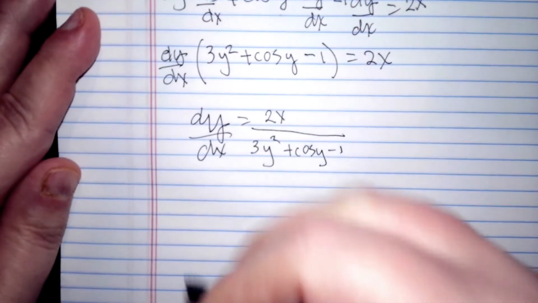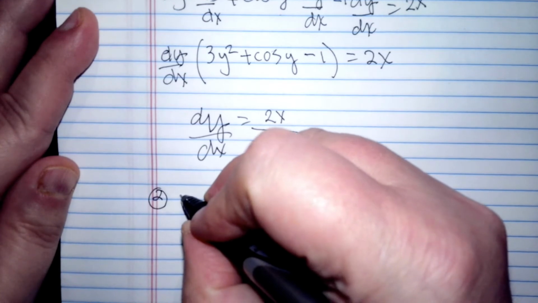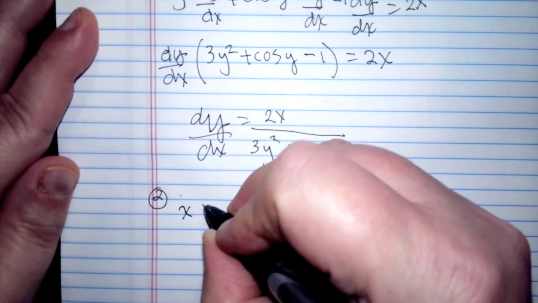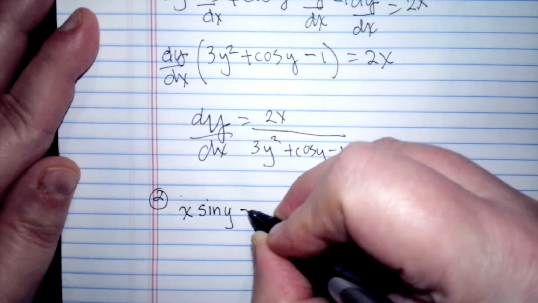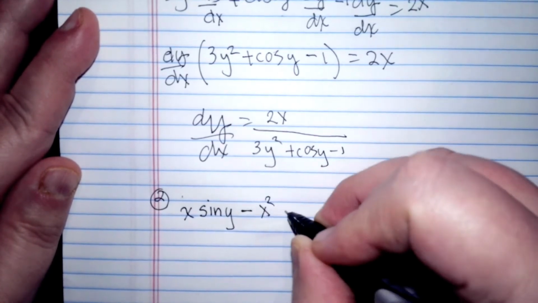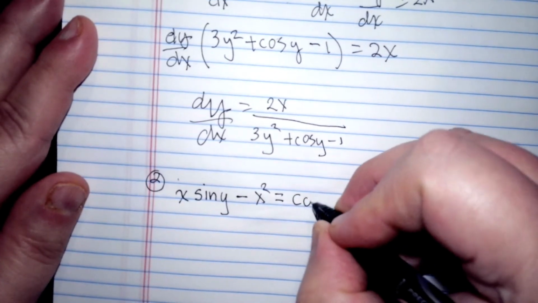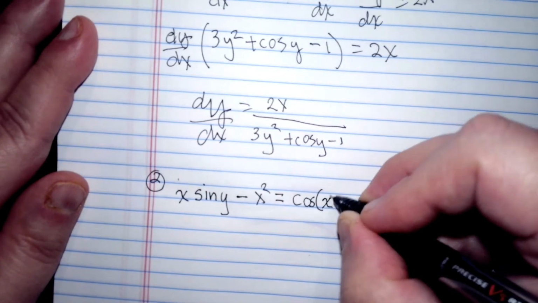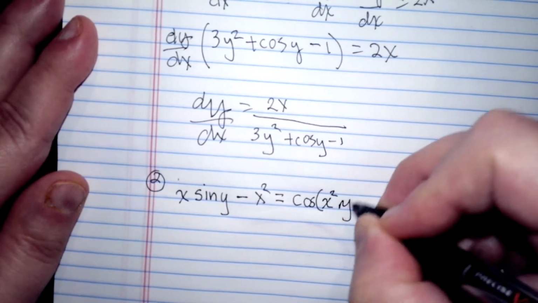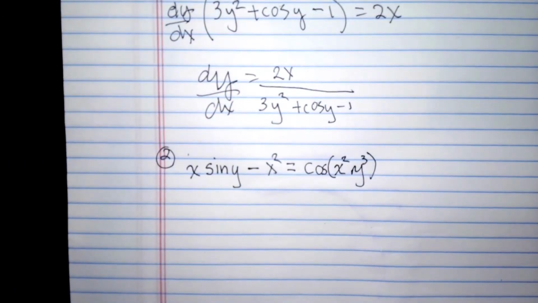Alright, well, let's work one more example. Let's try x sine y minus x squared equals cosine of x squared y cubed. And the instructions are the same. Find dy dx using implicit differentiation.